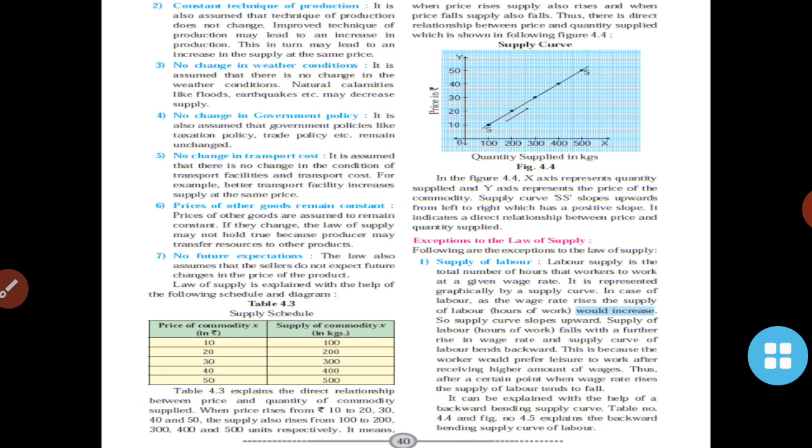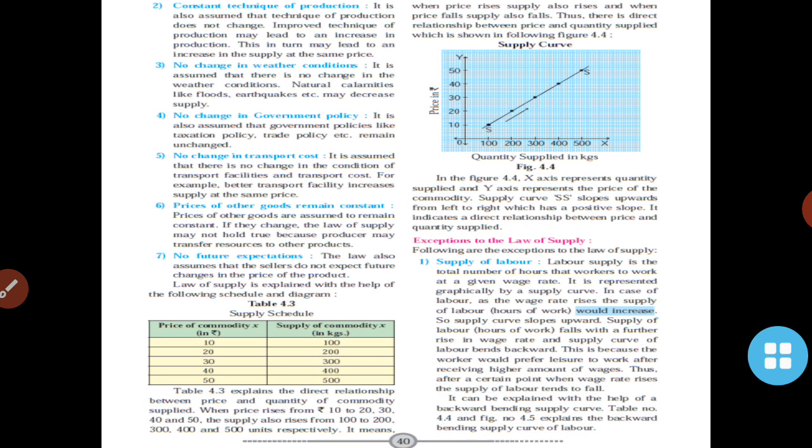The supply curve is going up. The same graph is given here also. It means when the price rises, supply also rises. When price falls, supply also falls. Thus, there is a direct relationship between price and quantity supplied, which is shown in the following figure 4.4. Here the exception to the law of supply is given.